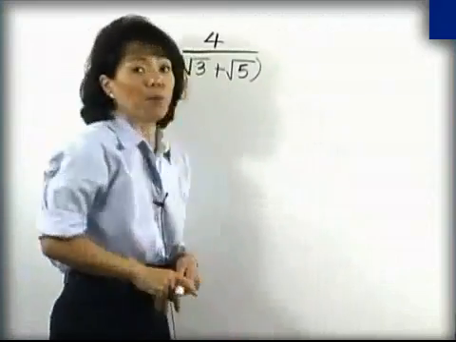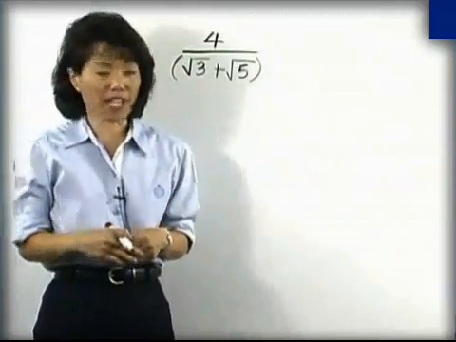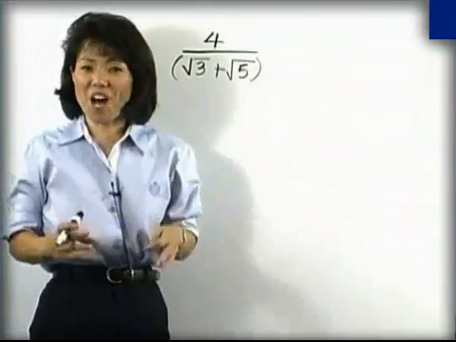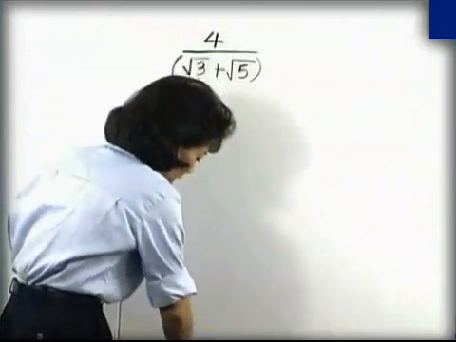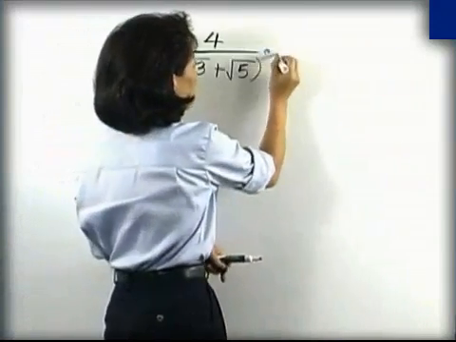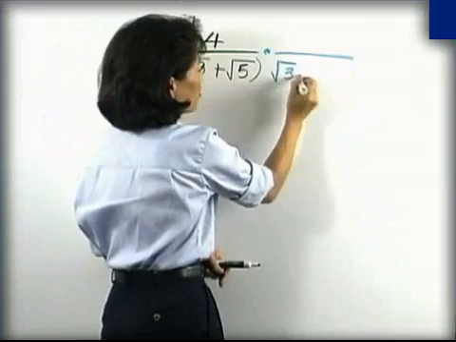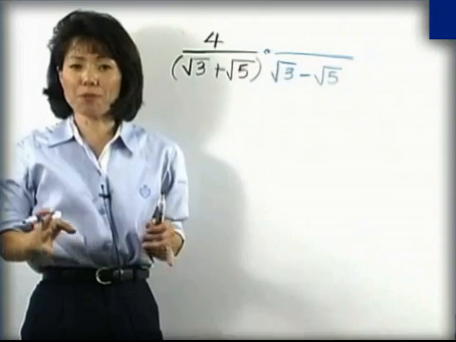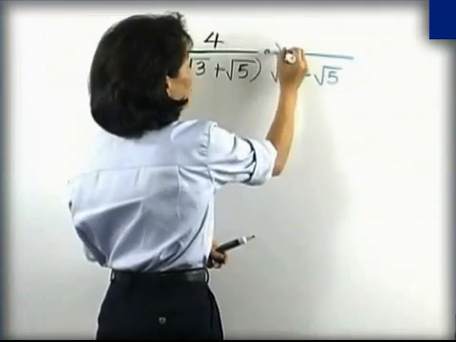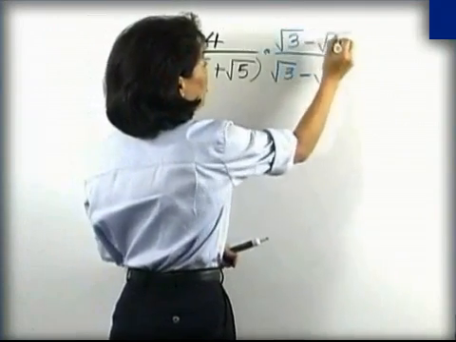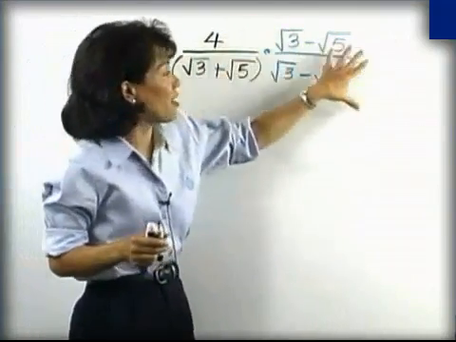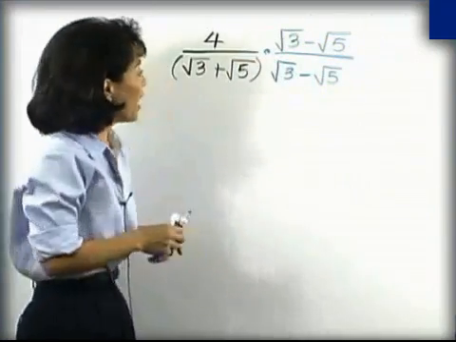We're going to multiply by what's called the conjugate of the denominator. The conjugate of this denominator is the same two numbers with the opposite sign. So we're going to multiply here by the square root of 3 minus the square root of 5, and again, because we cannot change the value of the number, we can only multiply by the number 1, we're going to multiply by the square root of 3 minus the square root of 5 all over itself. So notice here, this just represents a fancy form of the number 1.